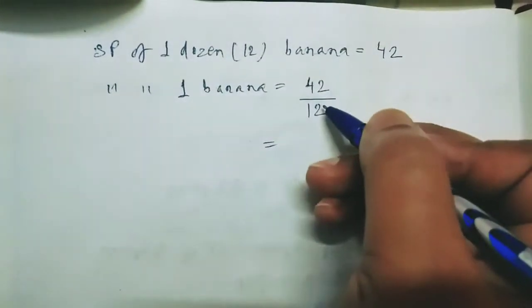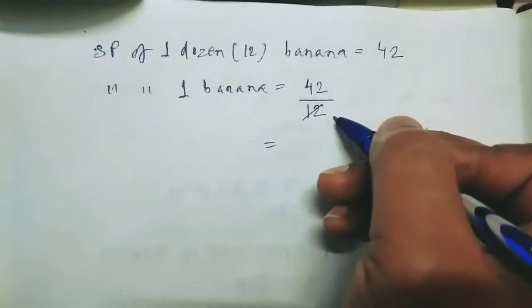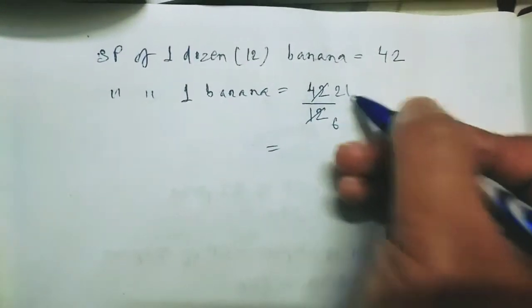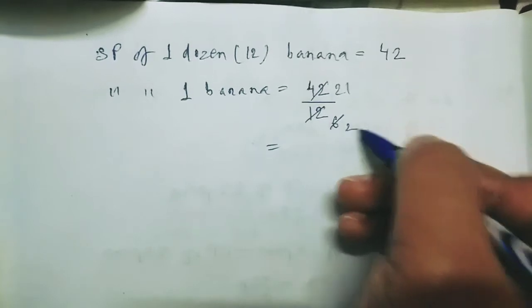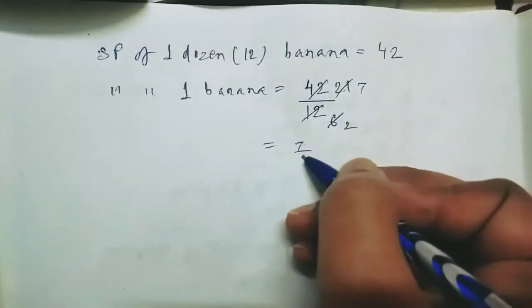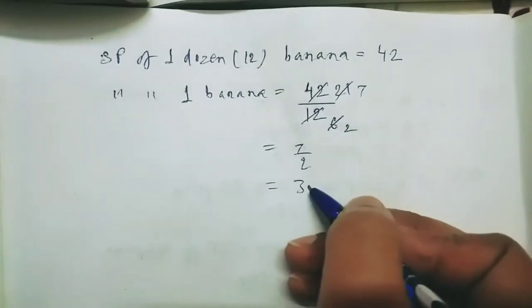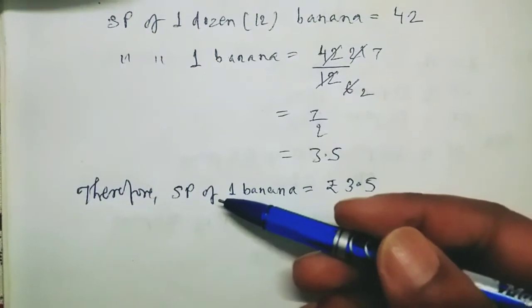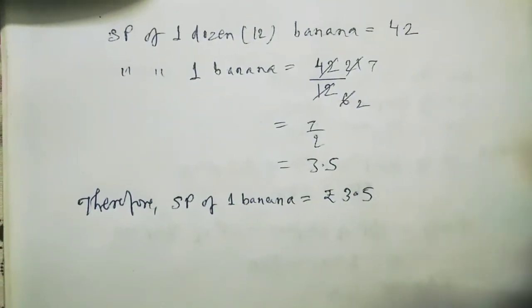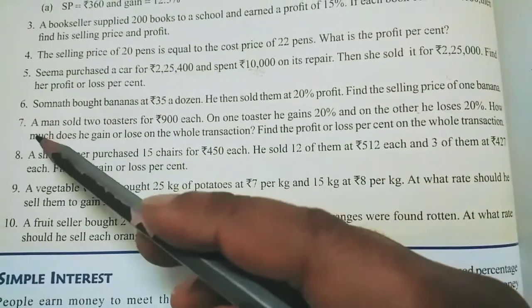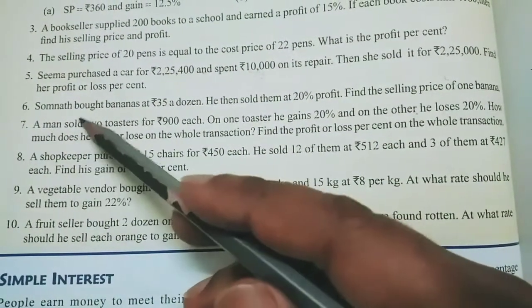So now divide it. So when you divide it by 2 it is 6. Then it will be 21. Then again 3 2s are 6. 3 7s are 21. So when you divide 7 by 2 it is coming 3.5. Okay. So therefore SP of one banana equal to rupees 3.5. Understood? Okay, now see question number 7 you will do in homework.